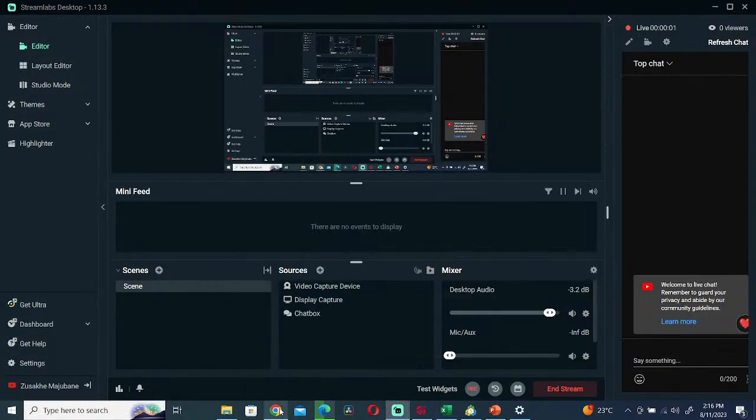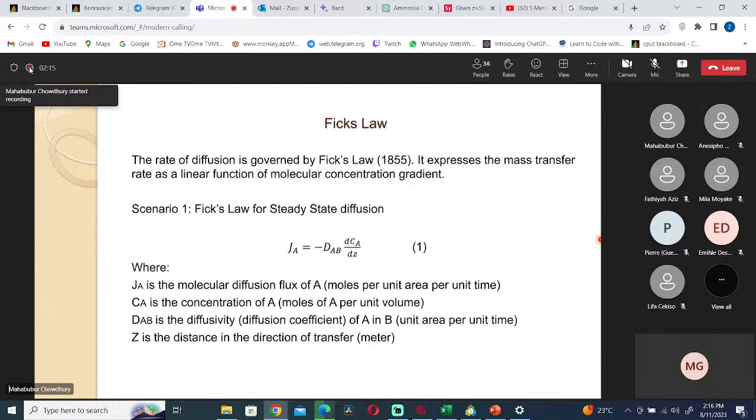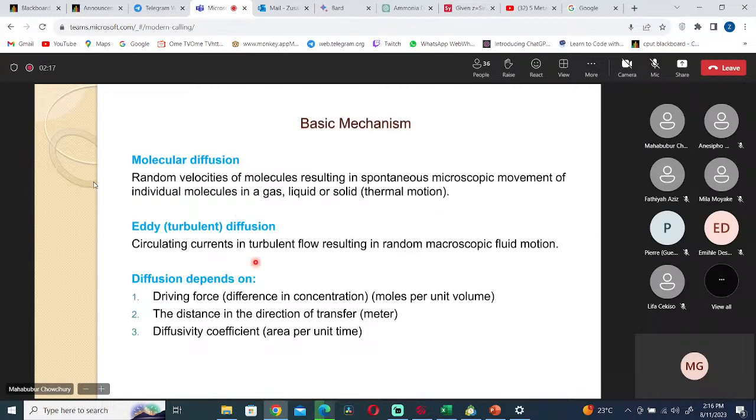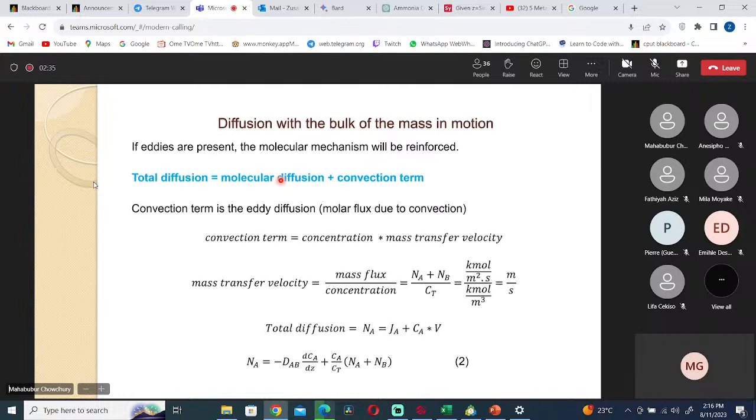Now, if you have eddies present, like turbulent movement, then your total diffusion has two types that can take place: molecular diffusion and eddy diffusion. And we looked at steady state molecular diffusion here, right? So JA equals minus DAB dCA over dZ. But that is not the total diffusion. Your total is basically molecular diffusion, which is the one you just saw, plus the convection term, that means the one due to your eddies.